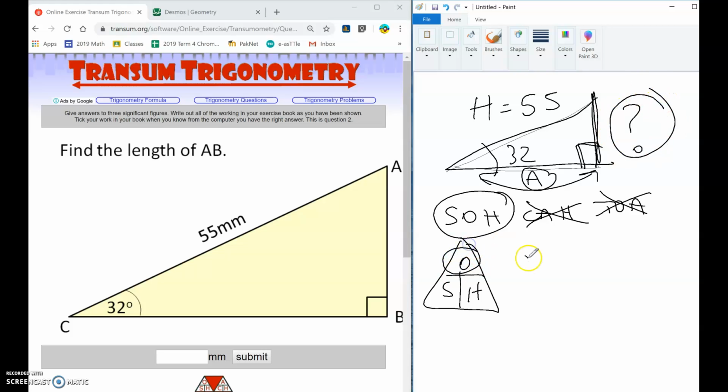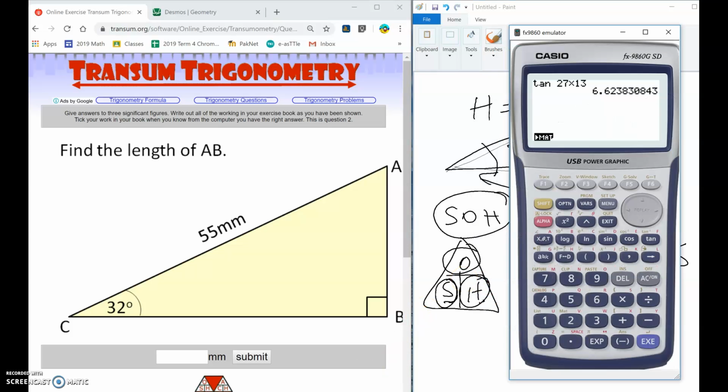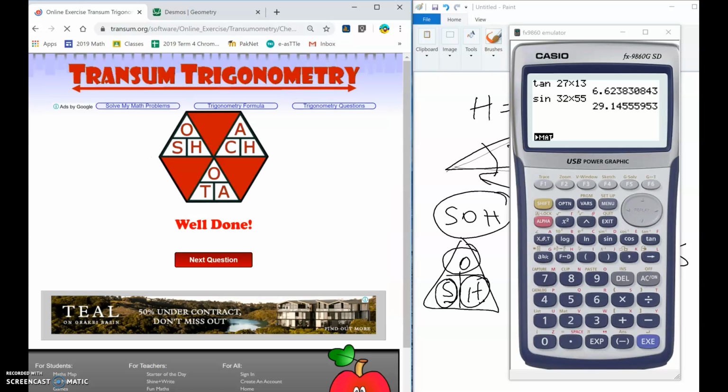The opposite's at the top, so we go opposite equals, these are side by side, so that means sine of the angle times the hypotenuse of 55. We grab our calculator, and so we go sine of 32 times 55, and we get 29.1 to three significant figures. So 29.1 meters. Submit.